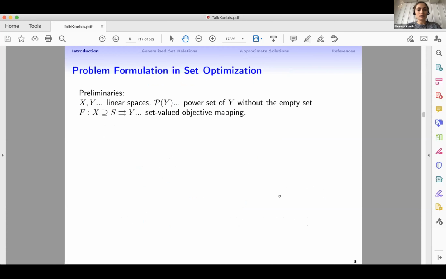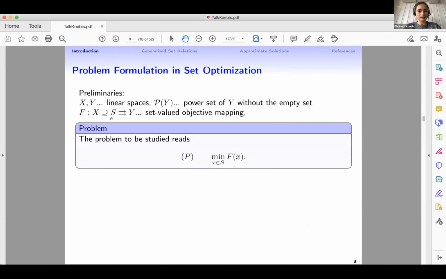Okay, so now to the mathematical problem formulation. We assume that we have two linear spaces given, X and Y. By P of Y, we denote the power set of Y without the empty set. And F is the set valued mapping. That is our objective mapping. It maps from a subset S of the space X to P of Y. And this is the mapping that we want to minimize. And the problem then reads as follows. We want to minimize F on the set S. We call this problem P in the following. This is the set valued problem.